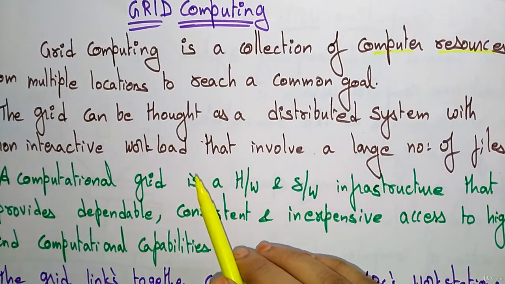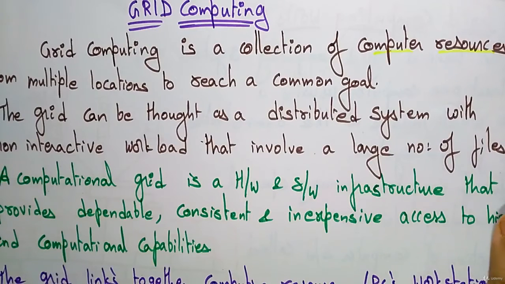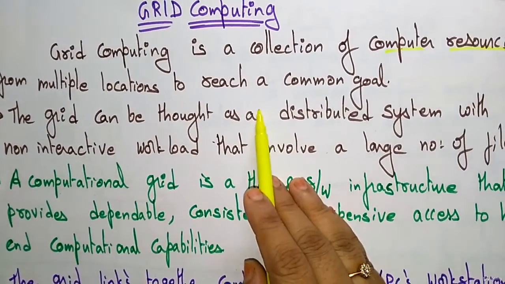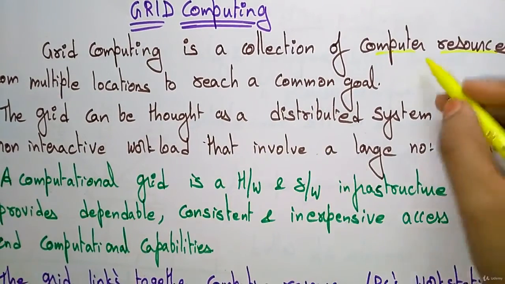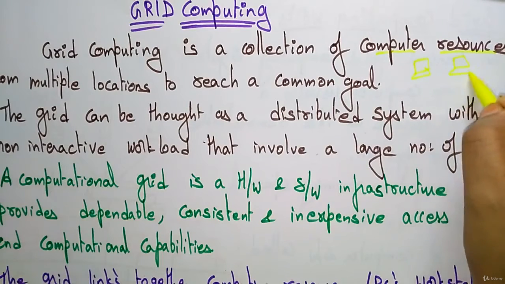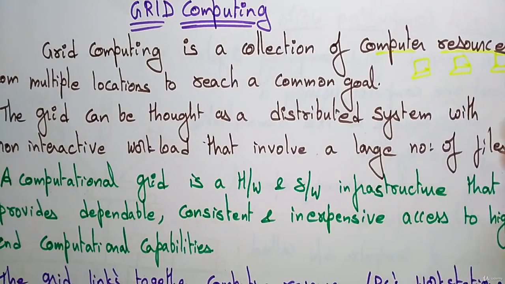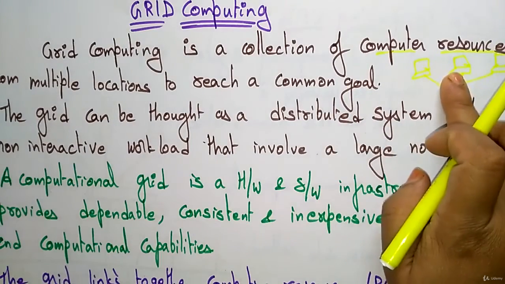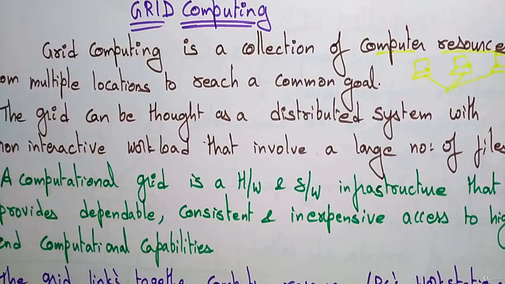So grid computing is a collection of those resources, like storage, data and applications, from multiple locations to reach a common goal. This means different computers will be there. Each computer has its own resources like the processor, storage, data and applications. Storage may be present in one location, applications in another location, and the data in another location, like that.